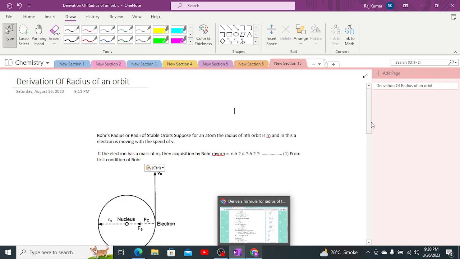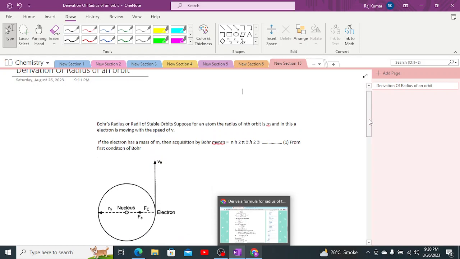Today we are going to discuss the derivation of the radius of an orbit. As per Bohr's model of the energy of an orbit, we discussed the angular momentum, which equals nh upon 2 pi. On the other hand, it also equals mvr. In simple words, mvr is equal to nh upon 2 pi. So, without further ado, let's get started.